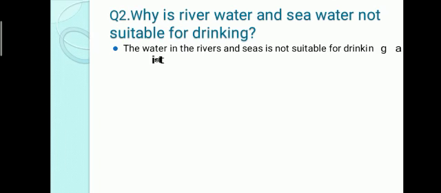Next, there is question number 2. Why is river water and sea water not suitable for drinking? So the reason is that the water in the rivers and sea is not suitable for drinking as it is not clean and it is too salty.